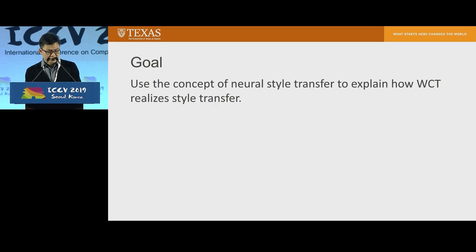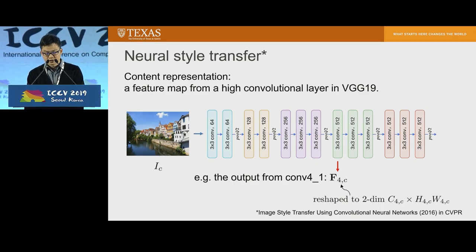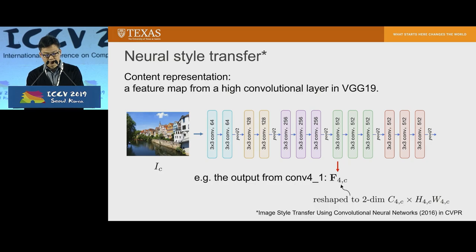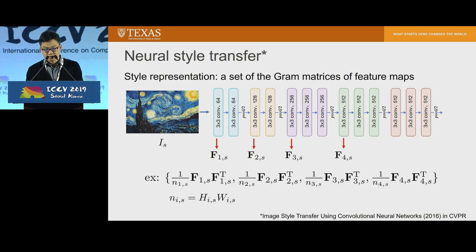So the goal today is to use the concept of neural style transfer to understand why WCTs can realize style transfer. Neural style transfer is actually the first paper discussing how to use neural networks for style transfer. And there were two key findings. The first one is the content of an image can be represented by a feature map from a high convolution layer in VGG19. The second one is the style of an image can be represented by a set of Gram matrices of feature maps.